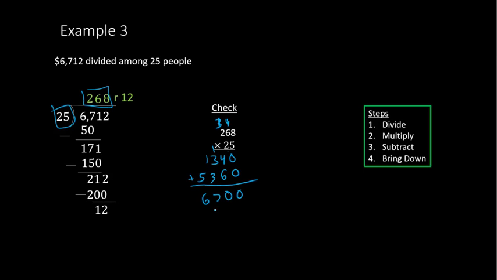So we have 6,700, and then add the remainder of 12. When you add that, we get 6,712. Notice that matches the dividend. Therefore, that means we have the correct solution, which was 268 with a remainder of 12.